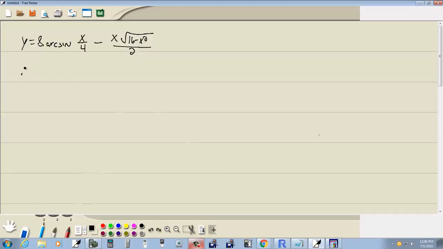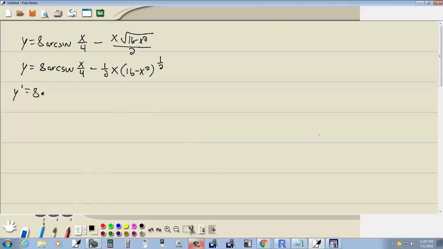Let's take a look at this. We got y is equal to 8 arc sine of x over 4 minus 1/2 x, and then I'm going to rewrite the square root. I put the 1/2 out in front just so we wouldn't worry about the number. x times 16 minus x squared to the 1/2 power. Now the derivative.